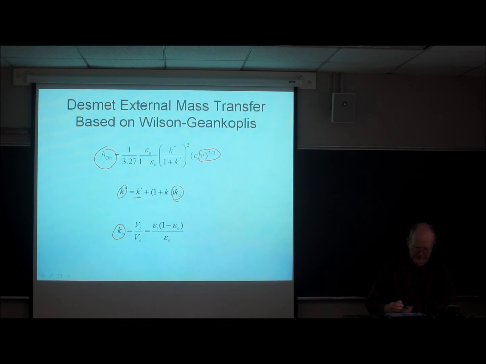The k naught, I showed you this the other day, is the ratio of the volume inside the particles to the volume of mobile phase outside the particles, and that works out to be this combination of epsilon I and epsilon E. So we can calculate what k naught is going to be. Remember, epsilon I typically, well, for a fully porous material, about 0.3, epsilon E for a randomly packed bed, about 0.4.